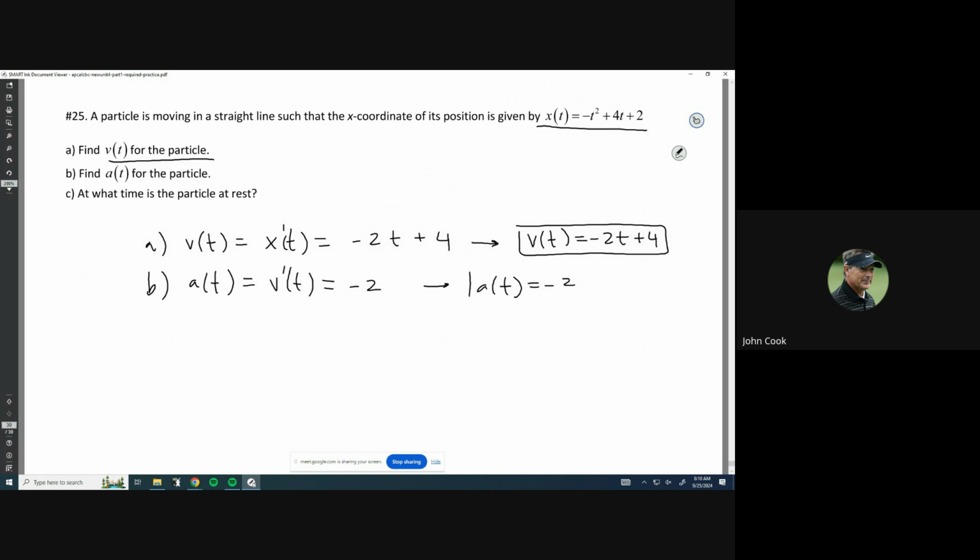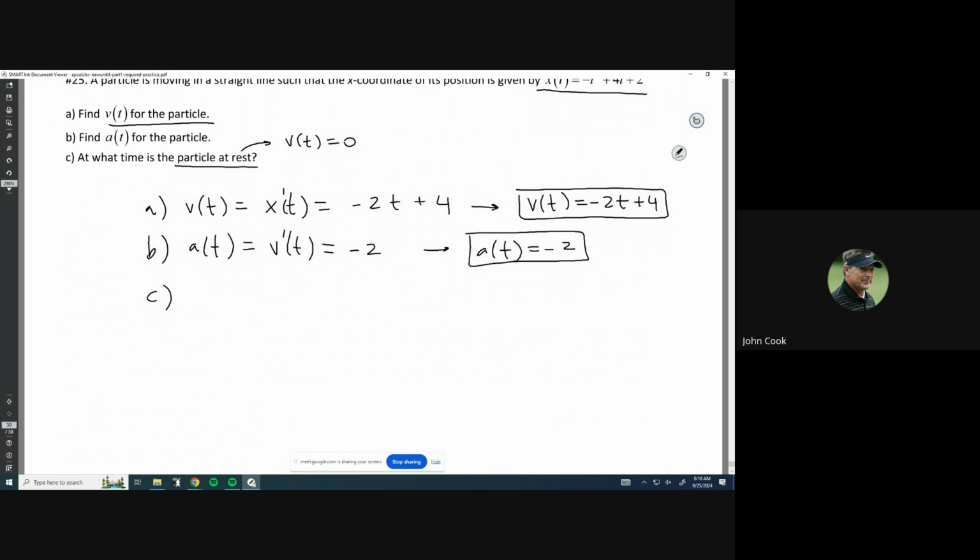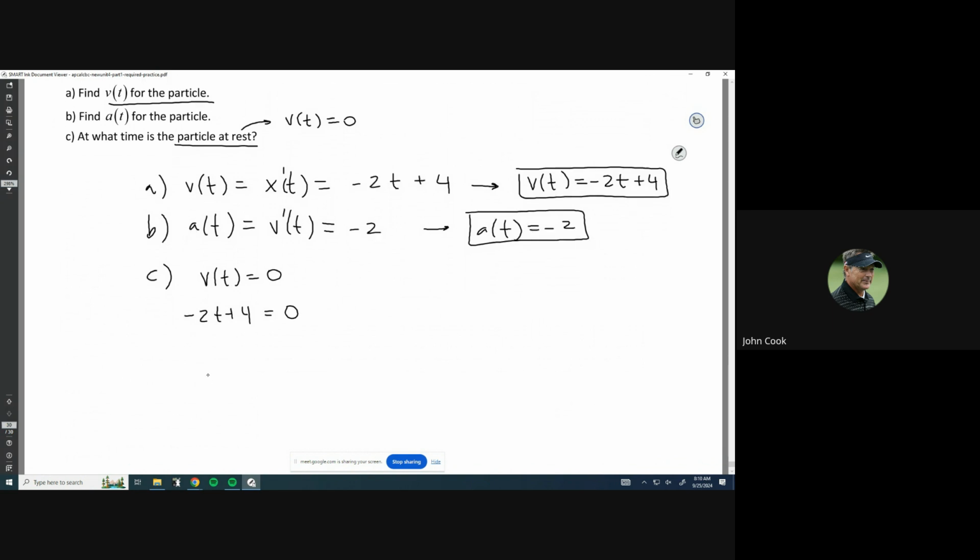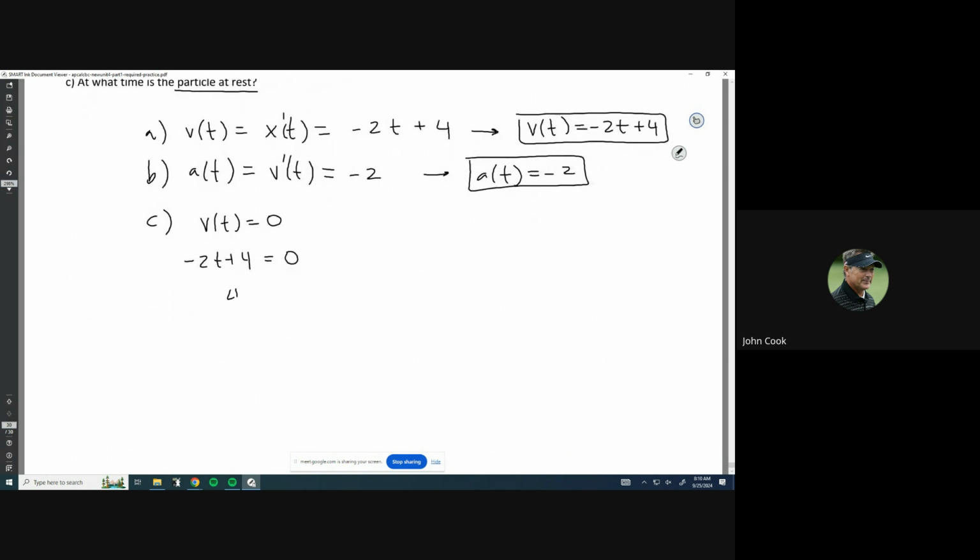All right, and then part C. At what time is the particle at rest? When the particle is at rest, that's when the velocity function is equal to 0. So I'm going to take my velocity function, negative 2t plus 4, set that equal to 0, and solve for t. If I add 2t to both sides, I get 4 is equal to 2t. That means t is going to be equal to 2.